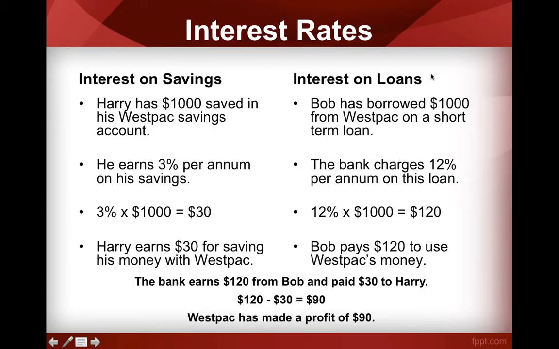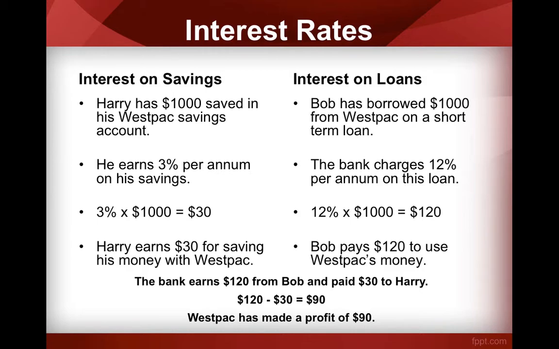Interest on loans. Bob has borrowed $1,000 from Westpac, so Westpac has given him $1,000 on a short-term loan, and the bank charges 12% per annum on this loan. So 12% times 1,000 is $120. They're charging him $120 for the money that they've lent him. So Bob pays $120 to use Westpac's money.